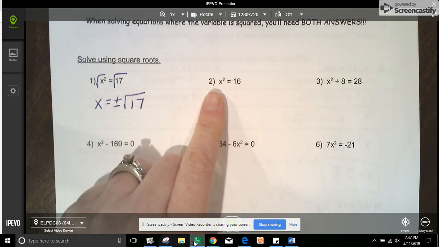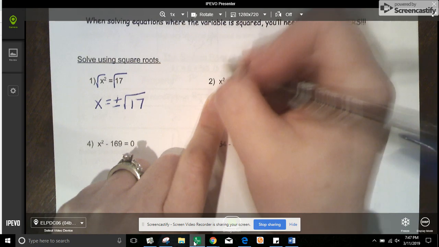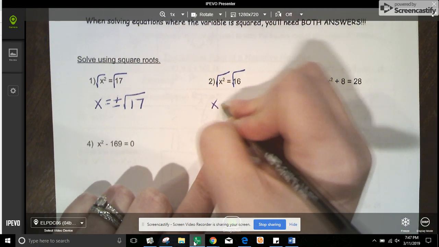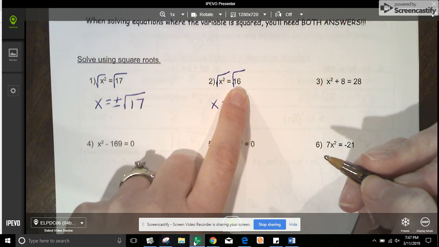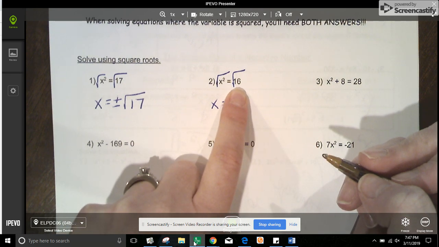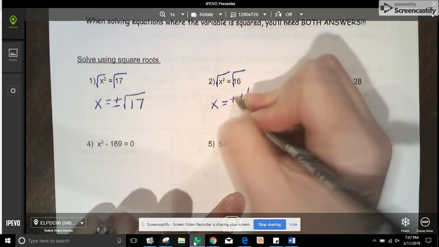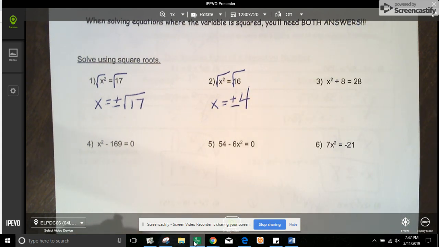Same thing for number 2. The x is alone already, so I can square root it to get rid of that exponent. I'm just left with x. And this time, root 16 does break down, and root 16 is 4. You would do plus or minus, so positive 4, negative 4.